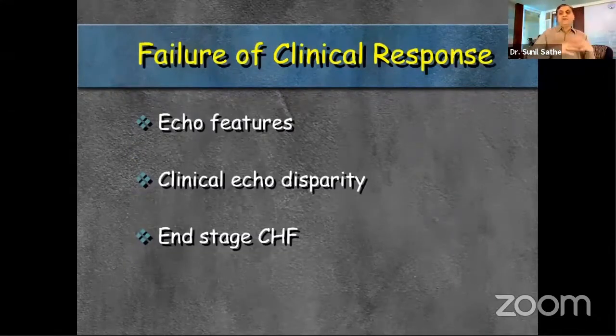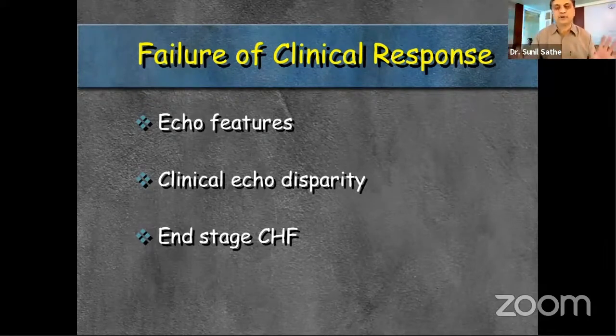Finally, 3 slides. When we optimize, we have done everything, I know from clinical to enzymatic, I have given the best drugs to the patient, and you find failure of clinical response. Think of 3 things. Number 1, look at some echo features which will hamper the effect of these drugs. Look at clinical echo disparity and think of that patient perhaps has reached what is called end-stage heart failure.